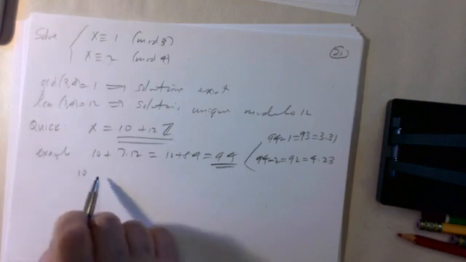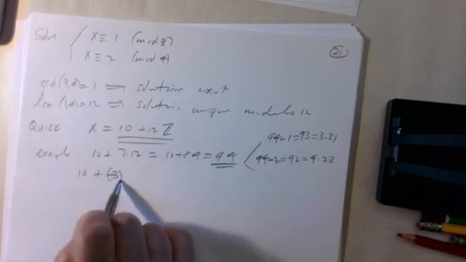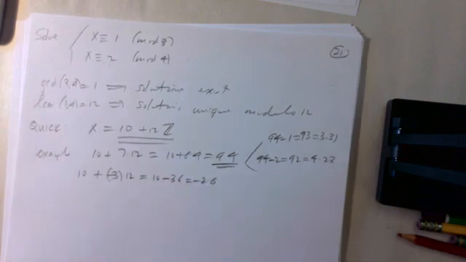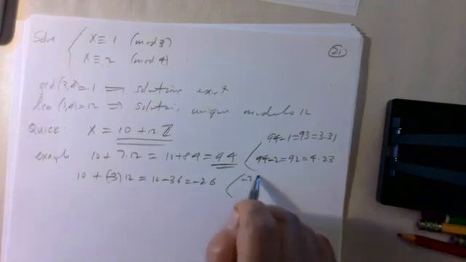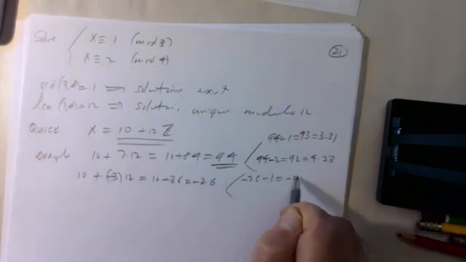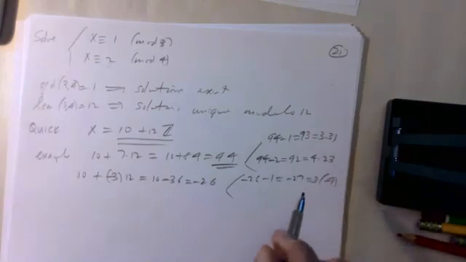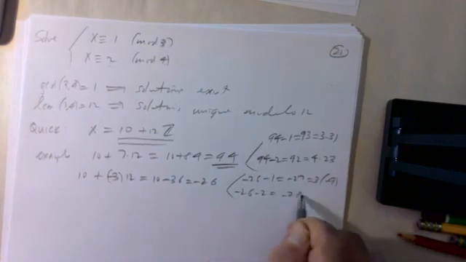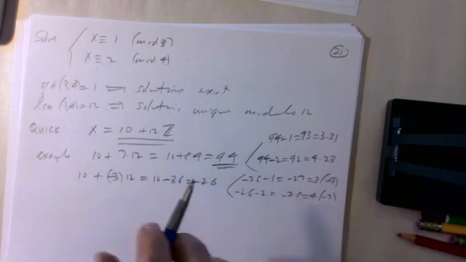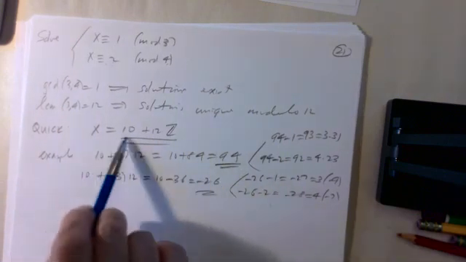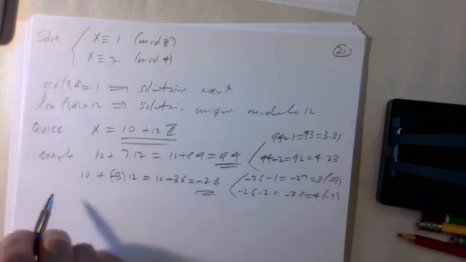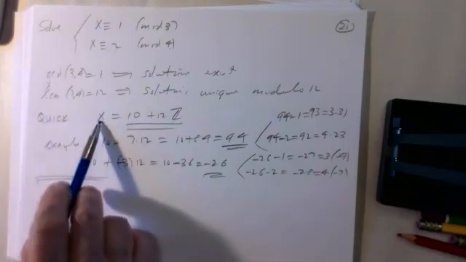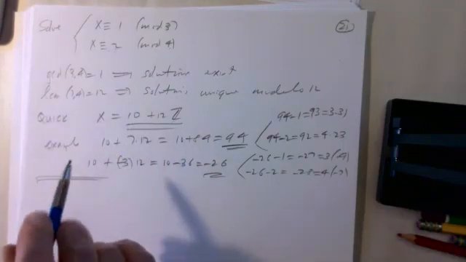Or 10 plus minus 3 times 12 is 10 minus 36, which is minus 26. Is that a solution? Well, minus 26 minus 1 is minus 27, which is 3 times minus 9, so that works. And minus 26 minus 2 is minus 28, which is 4 times minus 7. So that's also a solution. Any number that's congruent to 10 mod 12 will be a solution. And I got this quickly just by testing some small numbers.